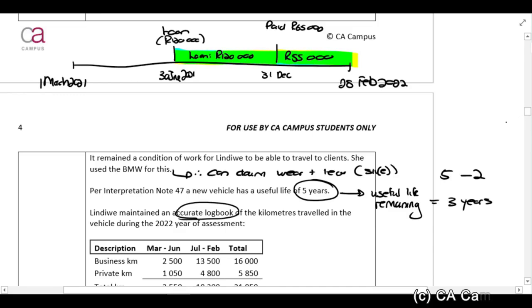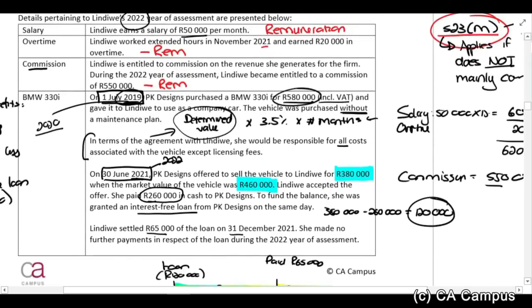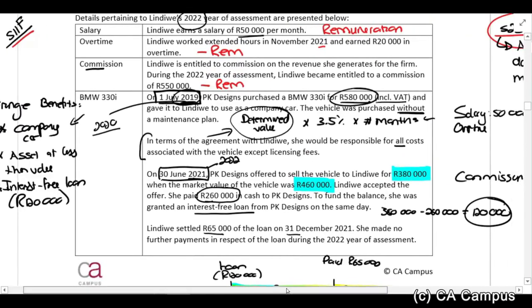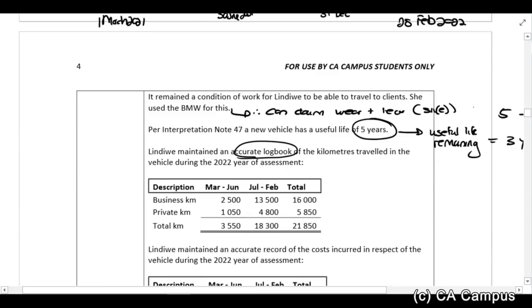And for Lindiwe, this is super important because if she wants to decrease the fringe benefit value for the company car, she must keep an accurate record. And also, if she wants to claim the wear and tear on this, she must keep a record because she can only claim it on the business kilometers.